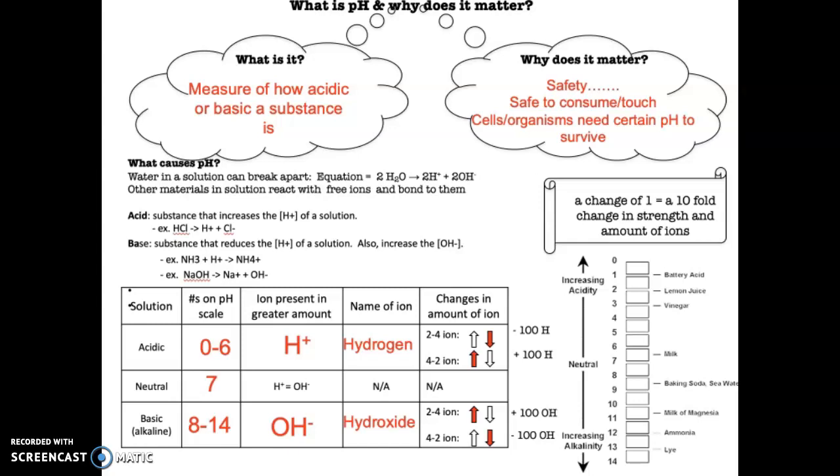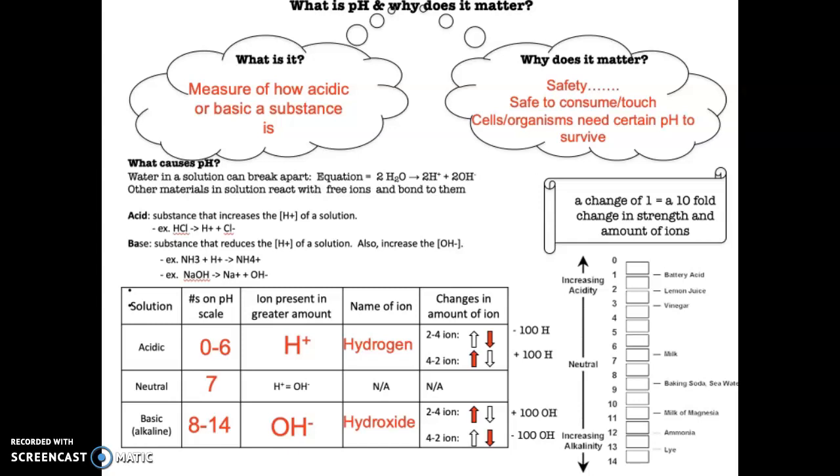To give you an example of some specific things on the pH scale, battery acid is about a 1. It's incredibly acidic. You would not want that on or in your system. Lemon juice is a 2. Vinegar is a 3. Milk is actually a little acidic. It's a little bit under 7. 7 is pure water. Blood is about a 7.35.